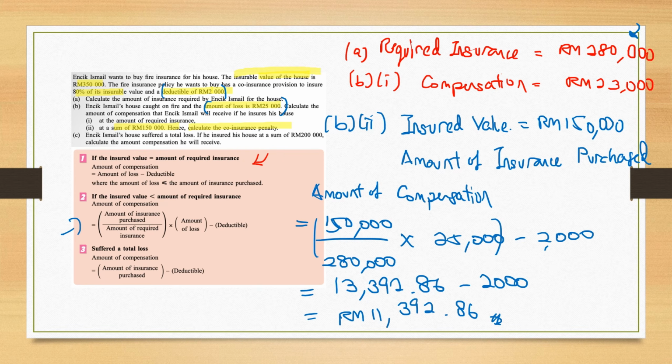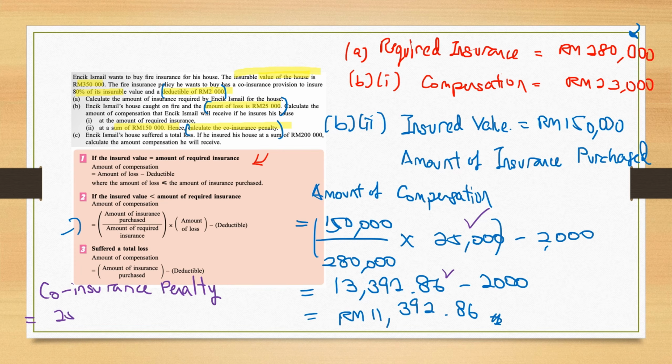However, the question is also asking us to find the co-insurance penalty. So the co-insurance penalty is very unique. I don't have much space, so let me just write it down here. For this formula, it will be your 13,392 ringgit here minus your 25,000 right here. So it is the amount of loss minus the entire figure, this entire thing.